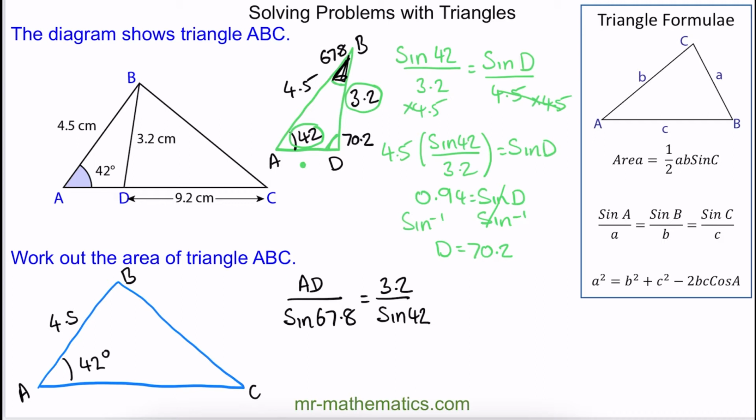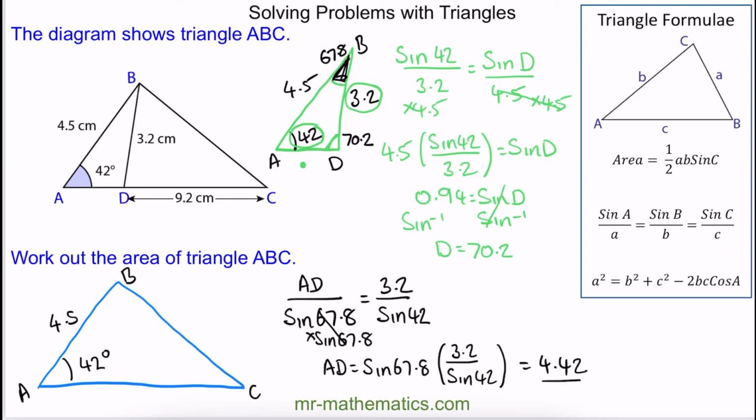We'll multiply both sides by the sine of 67.8. So these will cancel. So AD will be the sine of 67.8 multiplied by 3.2 over the sine of 42. And this is 4.42, which is this length here, 4.42. So now I can work out the entire length of A to C by adding these two lengths together. This is 13.4.